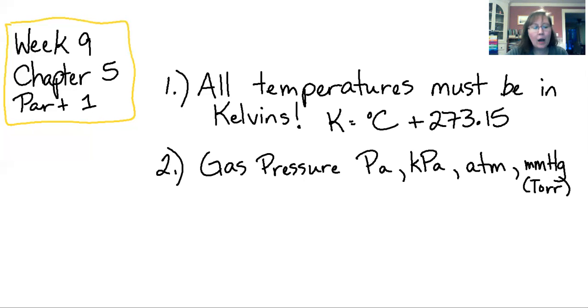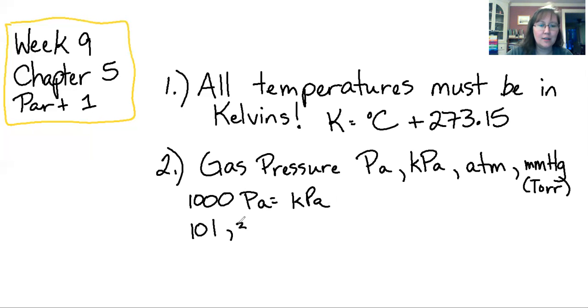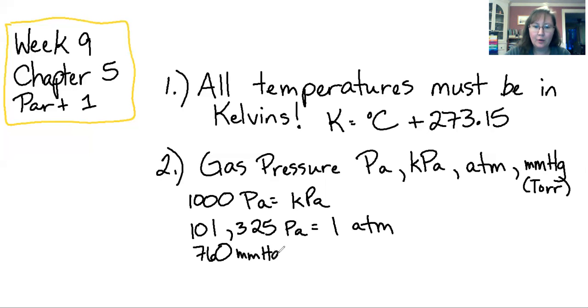Okay, so let's see how those all link together. Well, first of all, there are 1,000 pascals in 1 kilopascal. Okay, and there are 101,325 pascals in 1 atmosphere. Okay, and there are 760 millimeters of mercury, or 760 torr. A torr and a millimeter of mercury are exactly the same in 1 atmosphere.